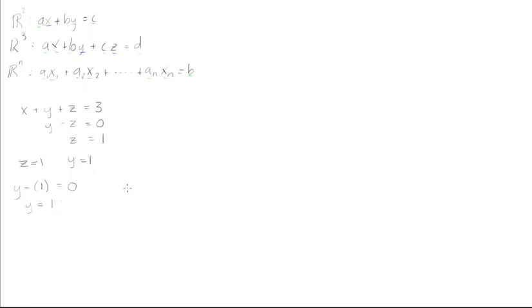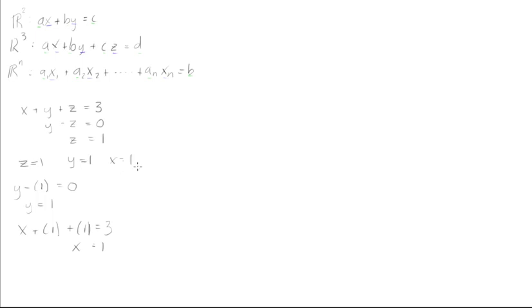And now we have y and z, so we want to substitute these into the next equation. So let's write it here, we'll have x plus 1, you probably see where this is going, plus z was equal to 1, is equal to 3. And when we solve for x, we'll get x is equal to 3 minus 2, x is equal to 1. And just write that up here to keep it cleaner. X is equal to 1.